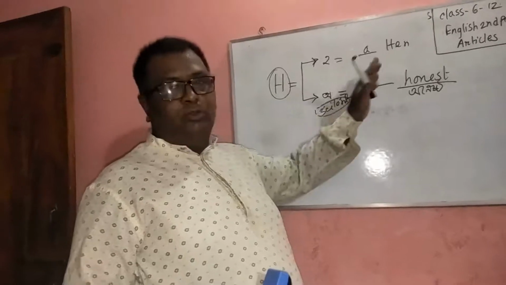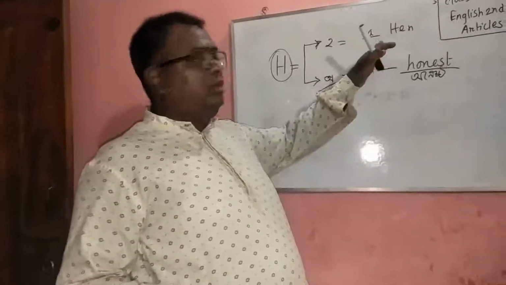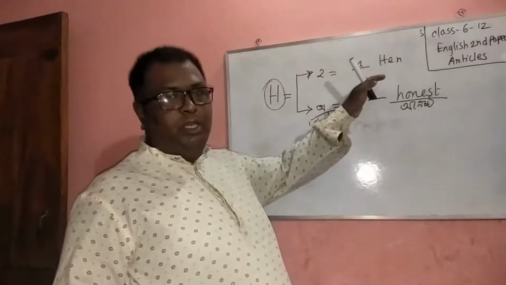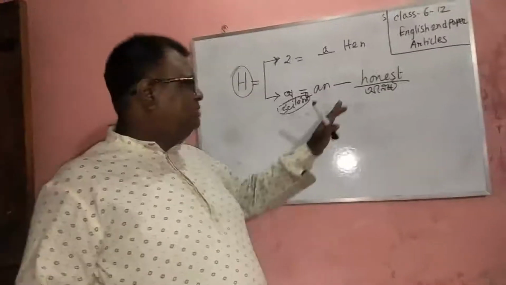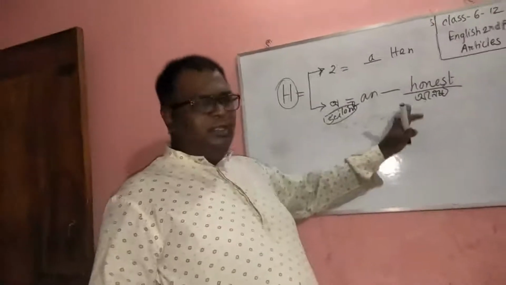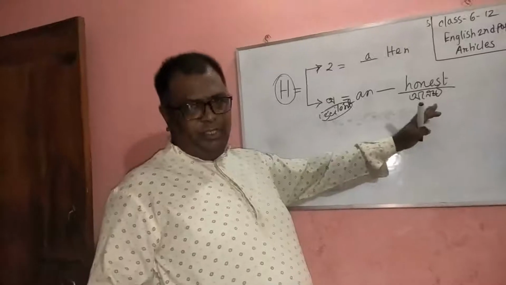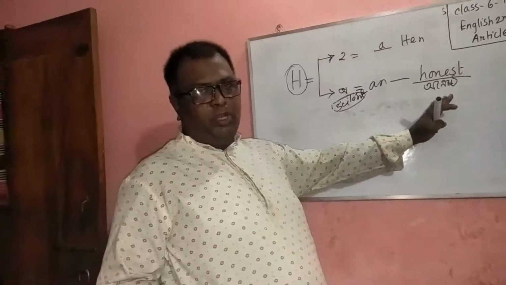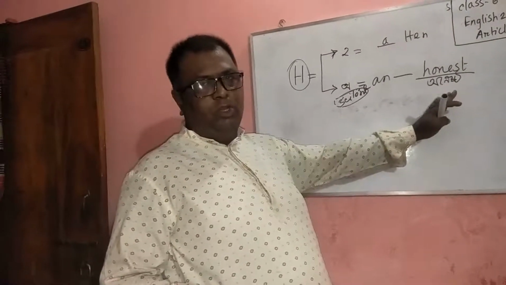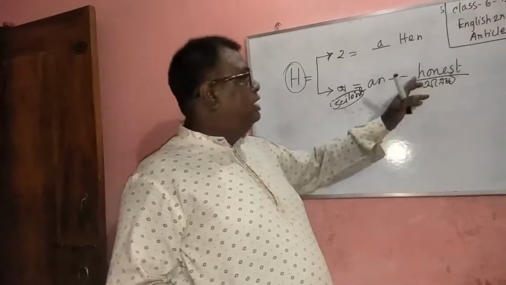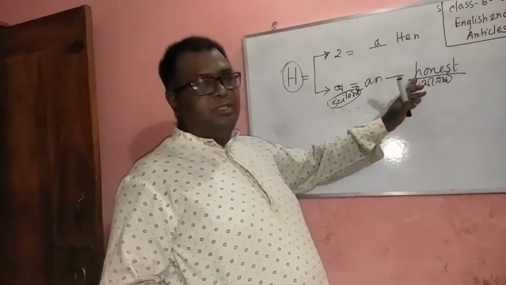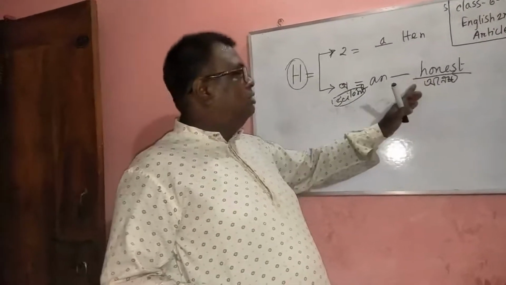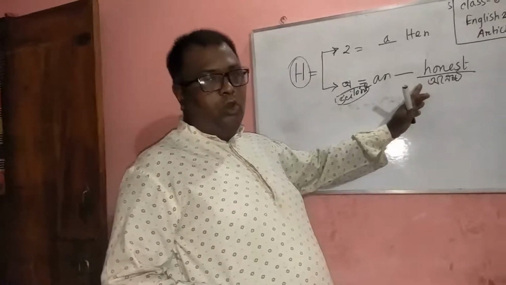If the word is pronounced like ho, you can use a before the word. And see the next word, honest. We don't pronounce it ho-nest, we pronounce it onest. Here the pronunciation of H may be silent or may sound like ho.